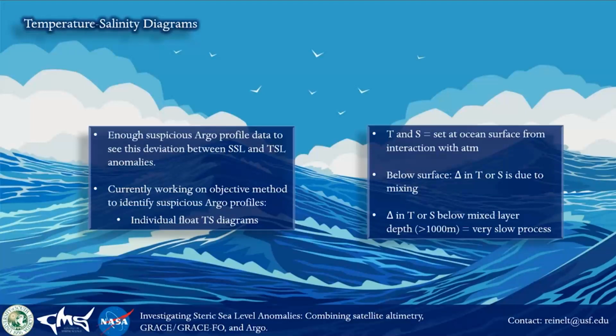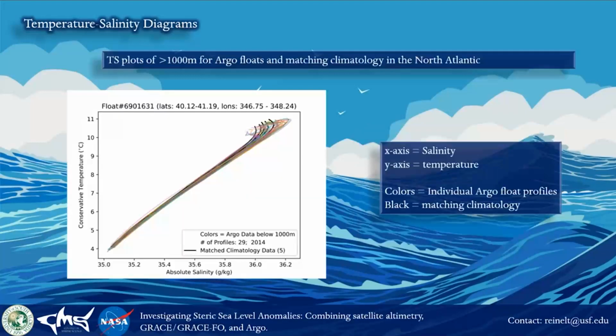So right now we're looking at below 1,000 meters. And this is what we expect to see from these temperature salinity plots. This plot is for a single Argo float with temperature and salinity values below 1,000 meters, and it's in the North Atlantic. The colorful lines are each individual profiles from that particular Argo float, and the black lines are the matching climatological values for that float. And as you can see, they match up really nicely, which is what we like.